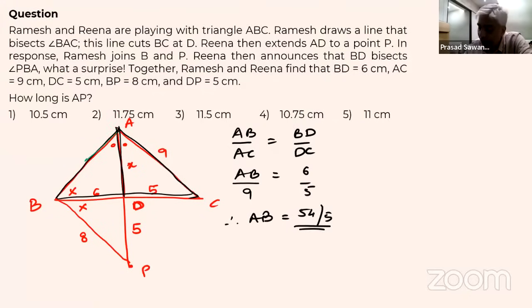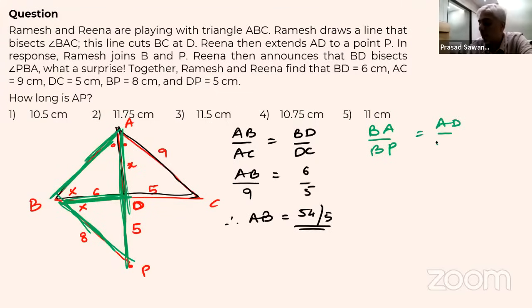In triangle ABP, second time I'm using the angle bisector theorem, with BD as the angle bisector. So I will get BA upon BP is AD upon DP. AD is what I want to find. BA I already have got, 54 upon 5.